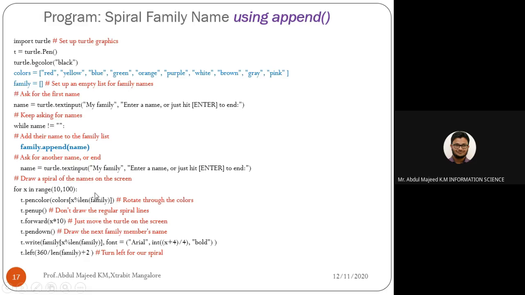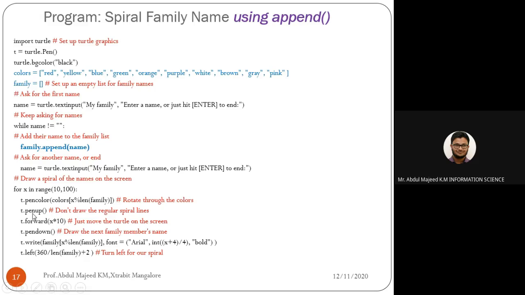Remember, here we have given many colors. But if there are three members in your family and you have entered three names, then there is no need to use all the colors. You need only three colors. So we can restrict by using x mod len of family. So select only 3 colors.